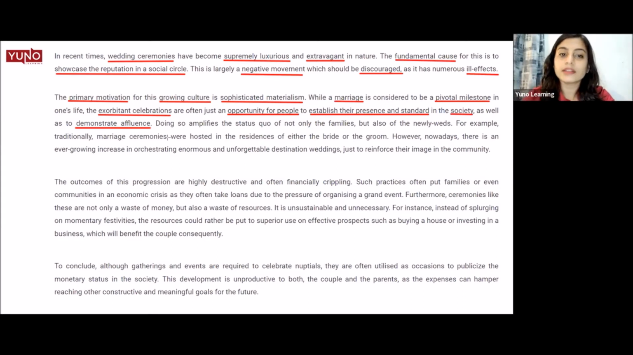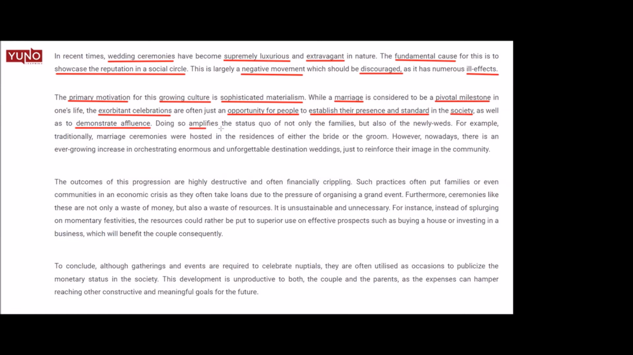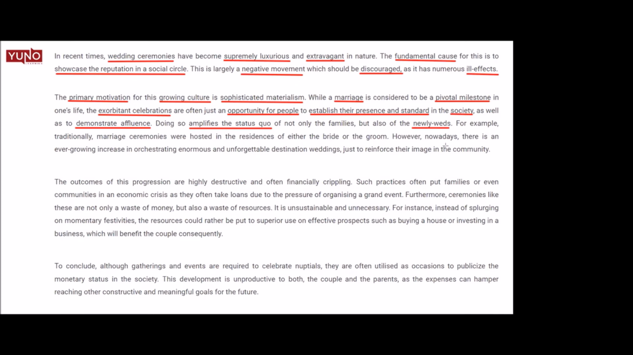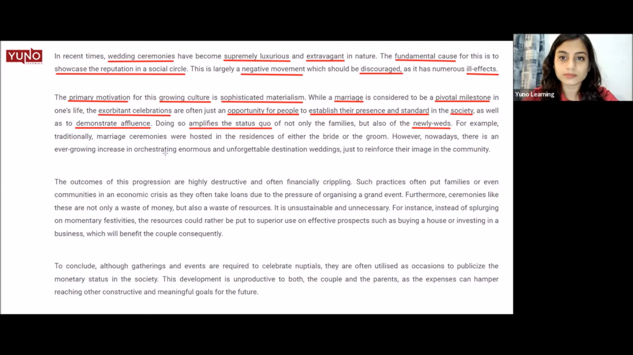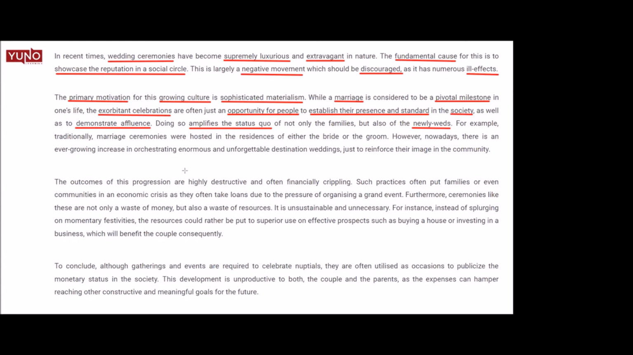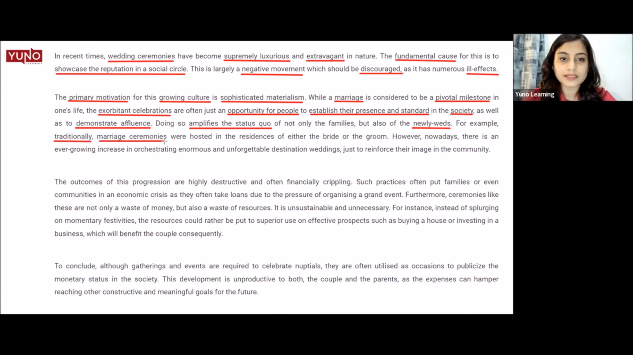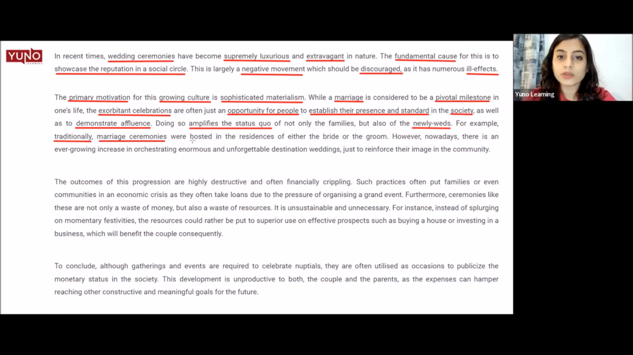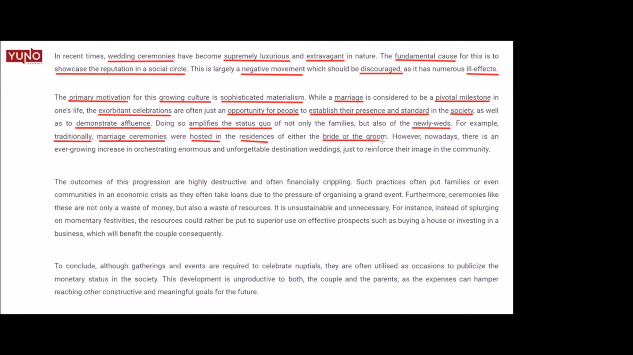All right. Next, let's go on. Amplifies the status quo. There is a very nice word I've used. Can you spot that? It's a synonym. Newlyweds. Okay. Then let's move on. Any other words? Traditionally, marriage, ever growing. Yes, traditionally, yes. Marriage ceremonies, yes. Orchestrating, in order, bridal, groom. Orchestrate, let me come to that, but hosted, residences, bride and groom, all of these words related to the topic.